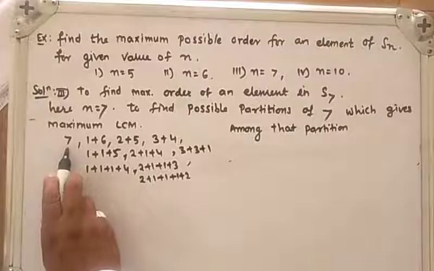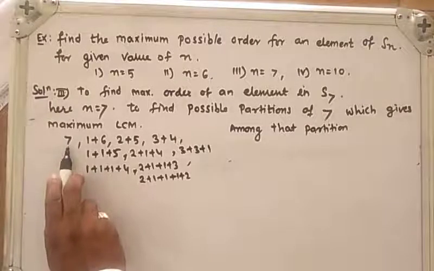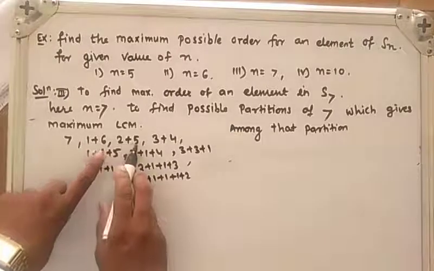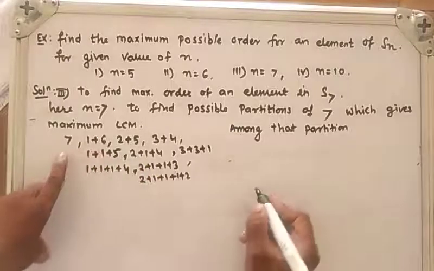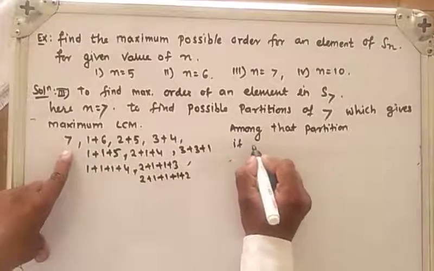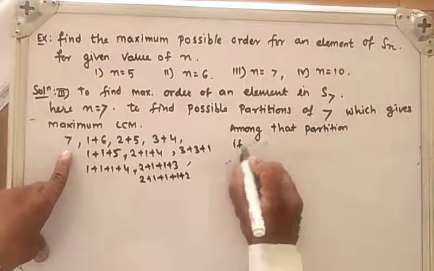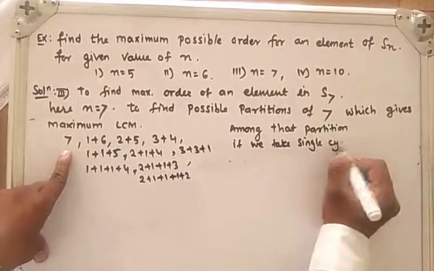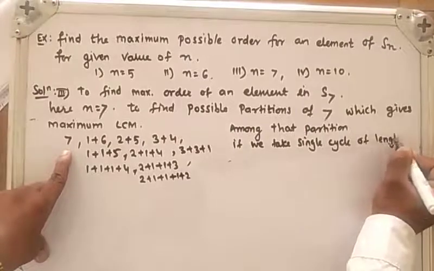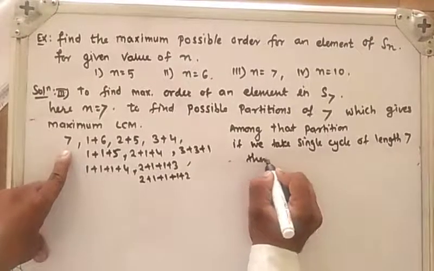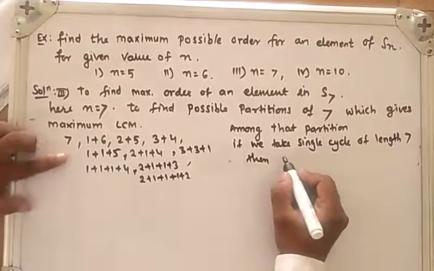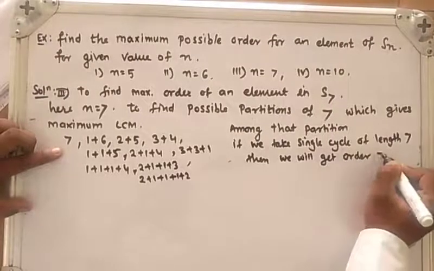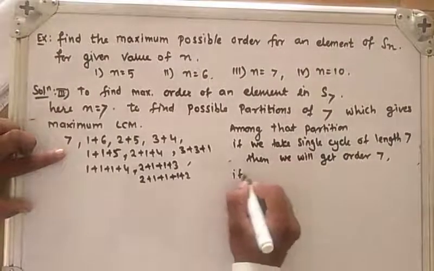Here 7 will give only one cycle of length 7, and 1 plus 6 has LCM 6. If I take 2 and 5, the LCM is 10. If we take a single cycle of length 7, then we get order 7 only.